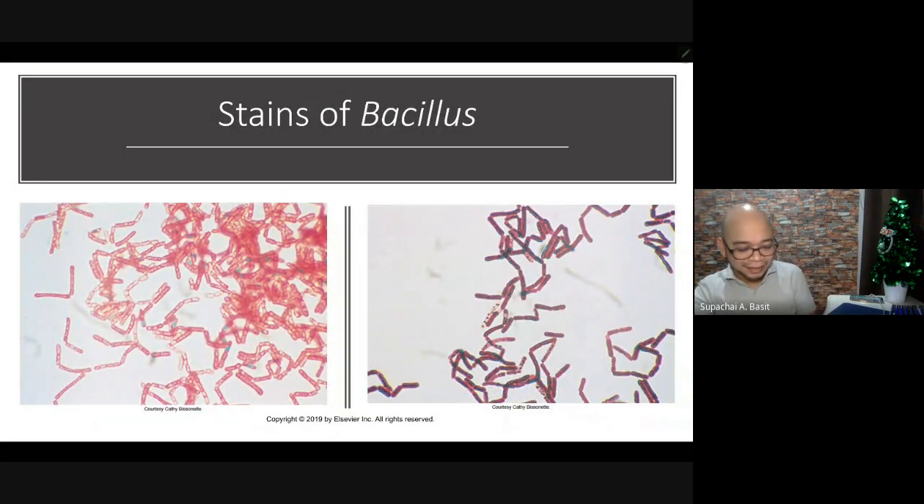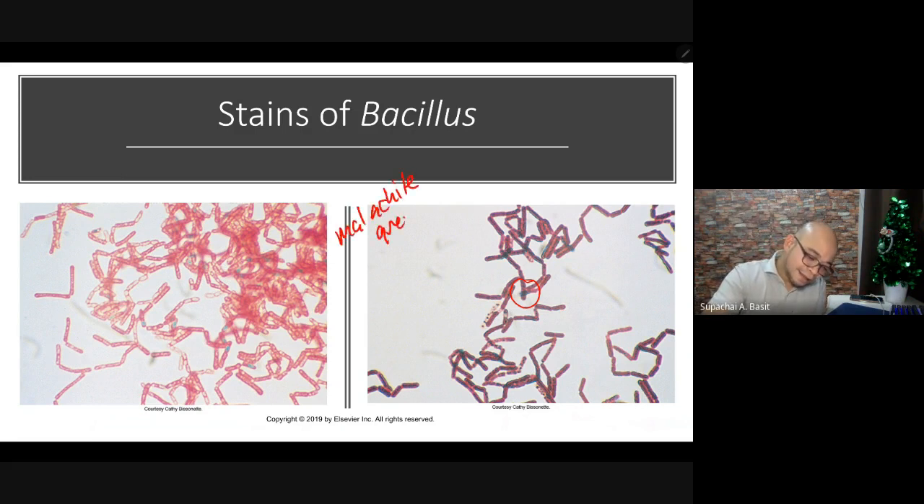So this is an example of a spore stain. Usually we use malachite green when staining the spores of Bacillus. So this is how the malachite, ayan, makikita nyo yung green. So that's positive for spore stain.